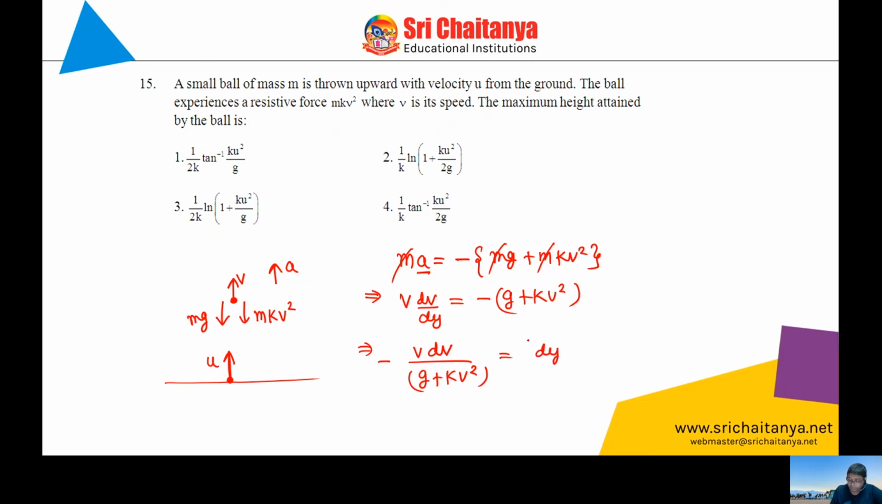And by putting appropriate limits, the initial value of y is 0, and we want to raise it to the maximum height. Initial velocity is u, and at maximum height the velocity will be simply equal to 0. So just by solving this differential equation, you will get the value of h as 1 by 2k ln of 1 plus k u square upon g. So which option would be true? So option 3, I guess, is the right choice. So that is question number 15. So let's move on to the next question.